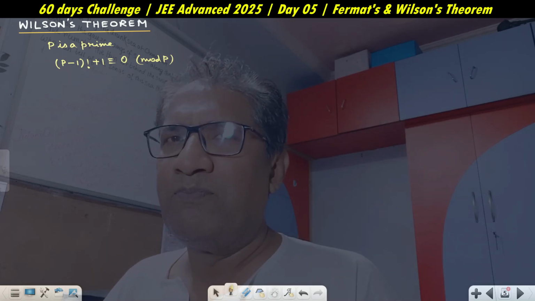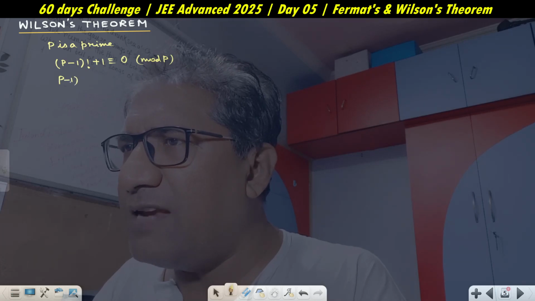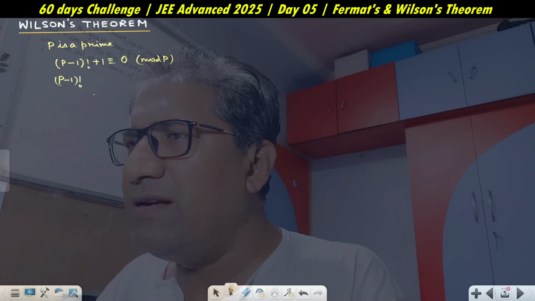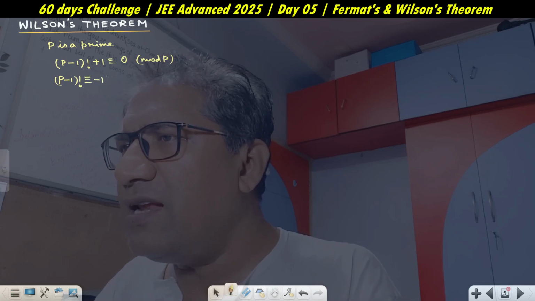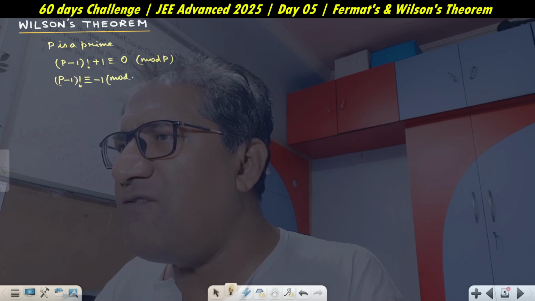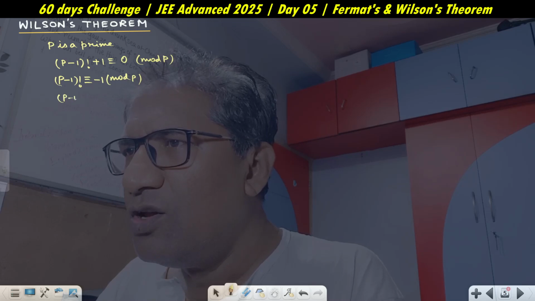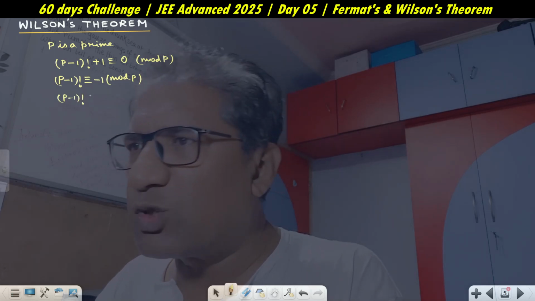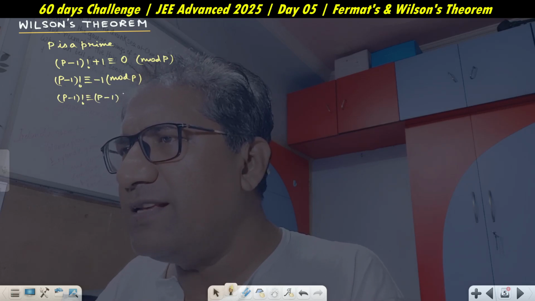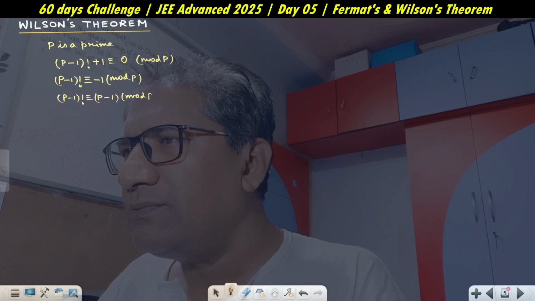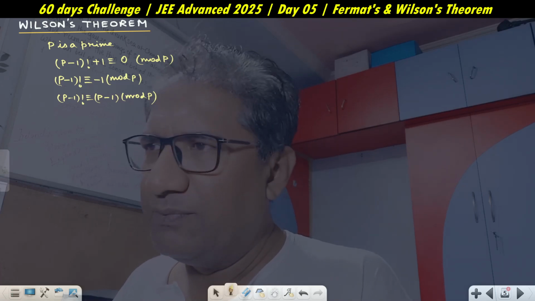That's the theorem. So we can modify this in this way. We can say that when (P minus 1) factorial is divided by P, the remainder is minus 1. It is the same way of saying. But the remainder cannot be negative. So from here we can say that (P minus 1) factorial, when divided by P, the remainder is P minus 1. What I've done is simply added the divisor to the remainder.